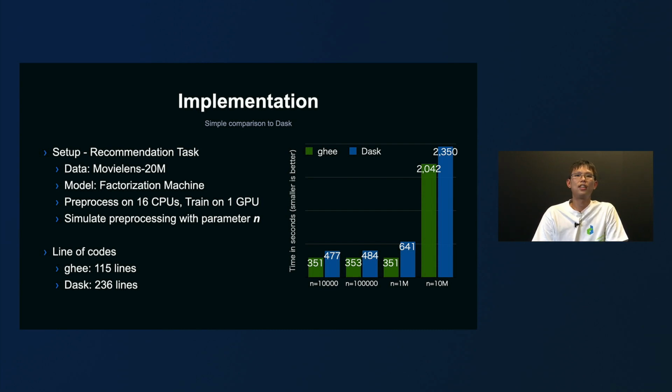As for lines of code to implement this experiment, ghee only needed half the amount of code compared to Dask. And the difference mainly came from Kubernetes pod state management and data read and write. So ghee time is shorter than that of Dask. Ghee is very good at doing this, so we were able to implement this very easily. That was all about ghee.